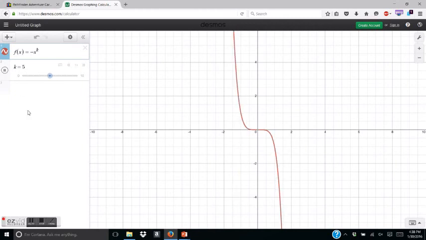is you want to look at the degree and whether it's even or odd. Even functions, both sides do the same thing. Odd functions, the sides do opposite. And in general, positive means the right side goes up. Negative means the right side goes down.